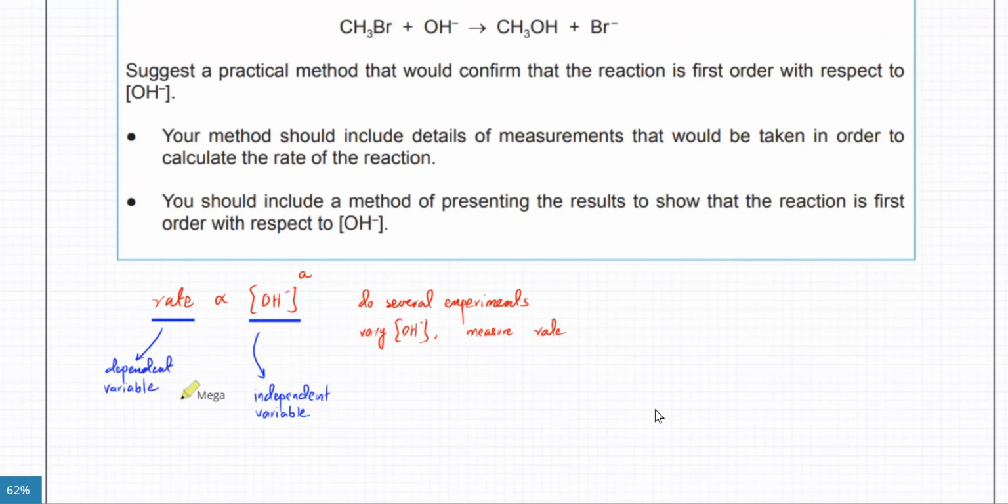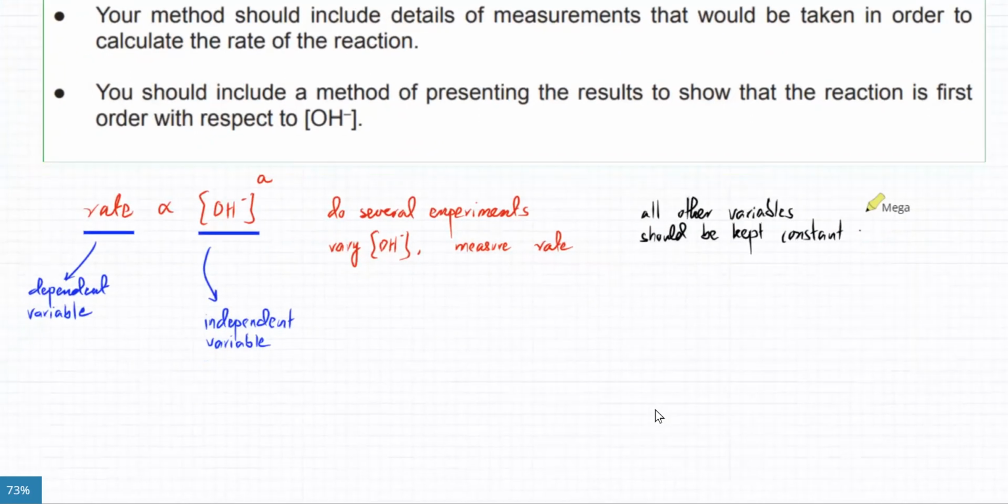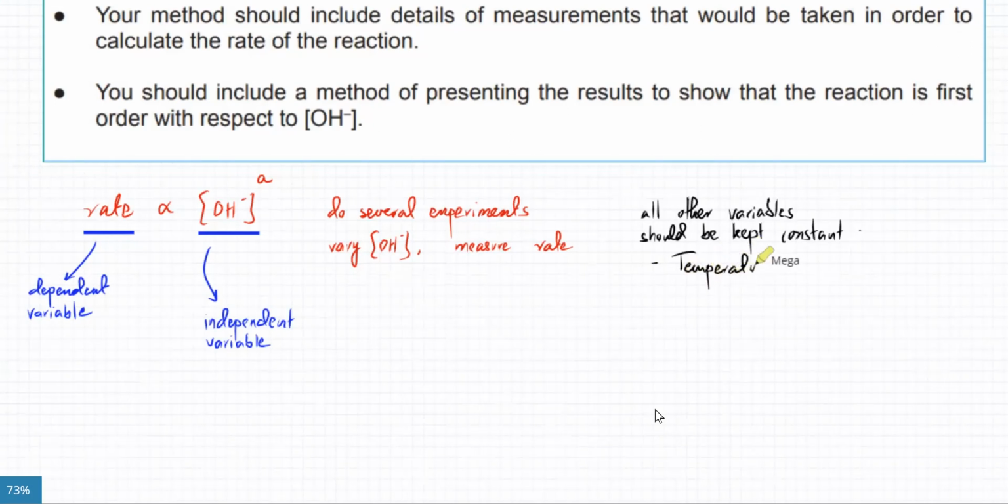Now, when you're investigating this, all other variables need to be kept constant, especially those variables that are going to affect the rate of the reaction. This relationship should not be affected by any of the other variables. They include temperature. So temperature has to be kept constant. So that's one.